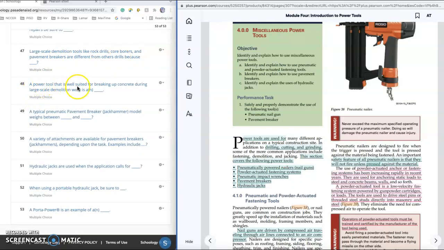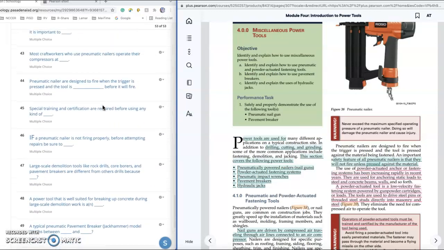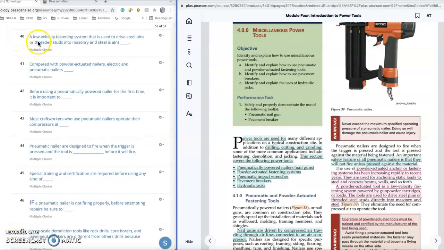A power tool that is well suited for breaking up concrete. Where is it? We're talking about nail guns. Here it is. A low velocity fastening system that is used to drive steel pins or threaded studs into masonry and steel is a what? It is a powder actuated anchor or fastening system, or a powder actuated tool.